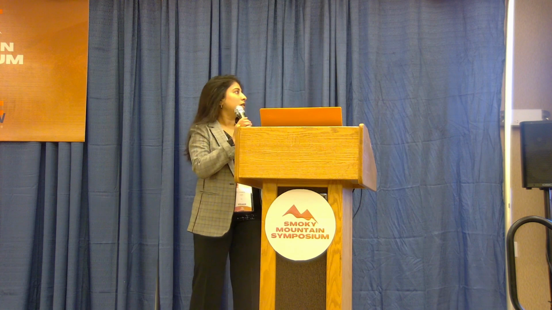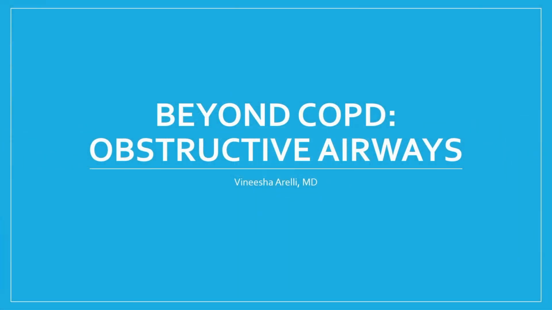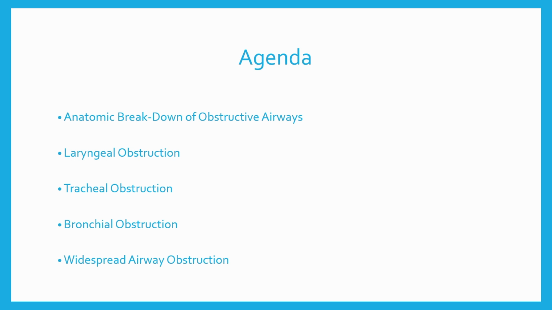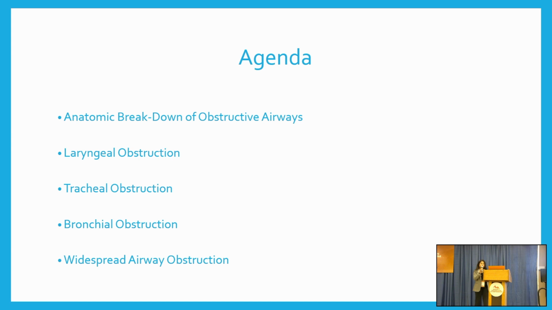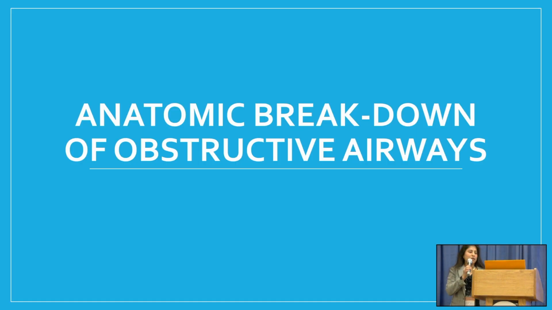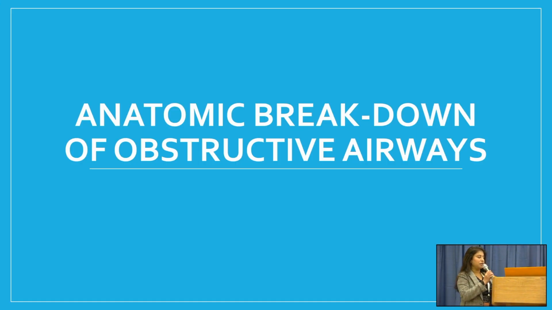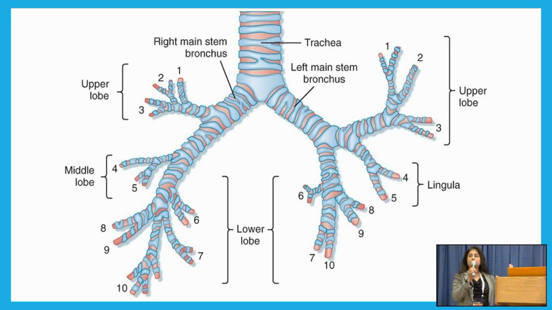So looking at the overall agenda, we're going to do an anatomic breakdown of obstructive airways. Then we're going to go into the different types of obstruction: laryngeal, tracheal, bronchial, and then widespread airway obstruction. We are also going to touch on COPD, but I'm saving the best for last. If we look at the anatomic breakdown of obstructive airways, I'm sure we're all familiar with the tracheobronchial tree. If we take it piece by piece, where could the obstructions occur? Anatomically, what does that cause? And what types of disease processes can create that kind of anatomical or physiological obstruction?